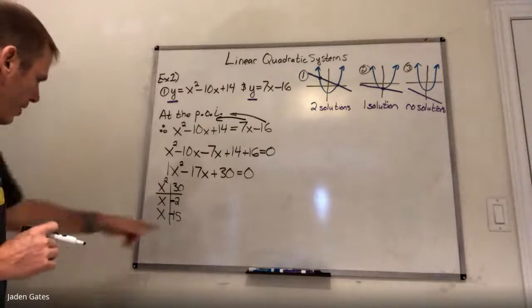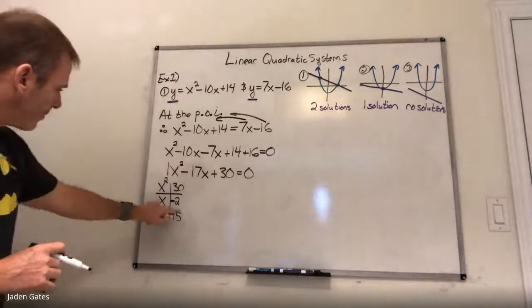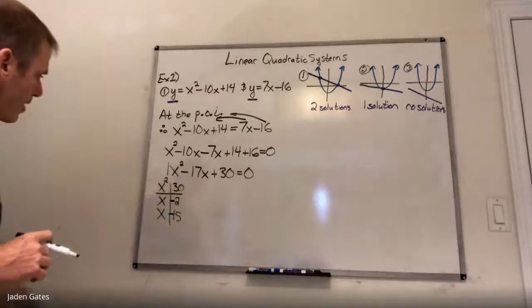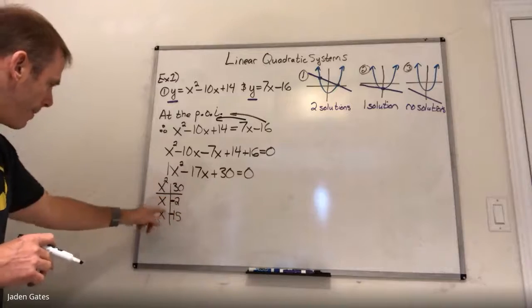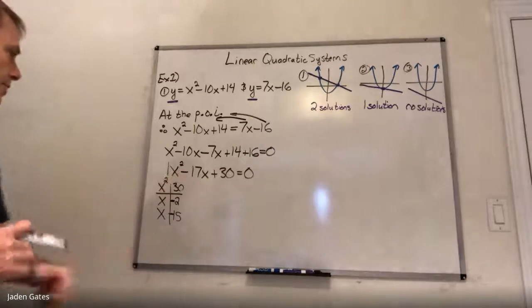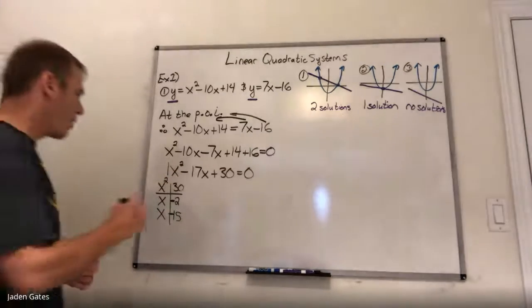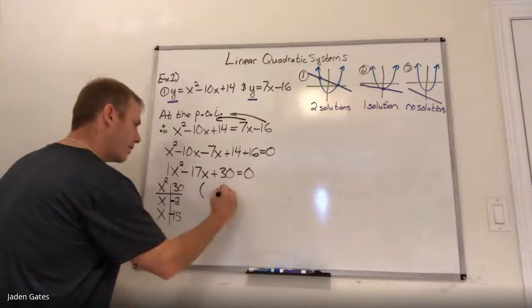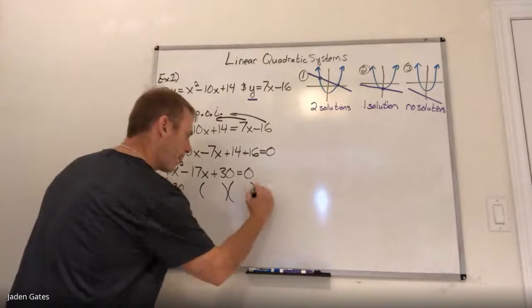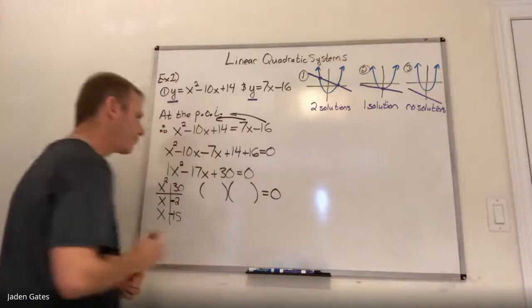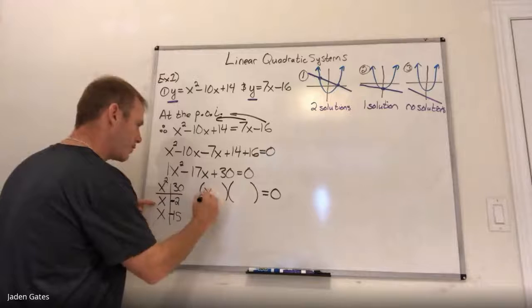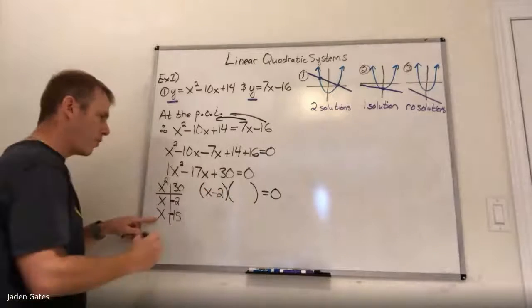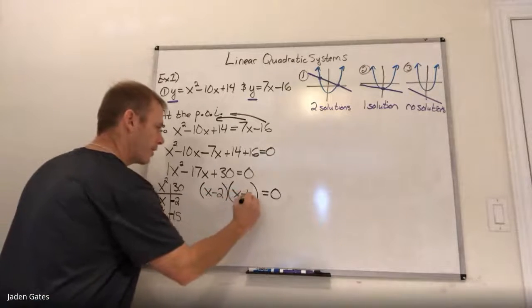Or sorry, -15. So again, a negative times a negative will give me the positive 30. But now when I cross multiply, -15x minus 2x, that gives me the minus 17x. So I can factor this thing. And so again, when I factor, I got my two pieces. One factor is going to be x minus 2, and the other one's going to be x minus 15.